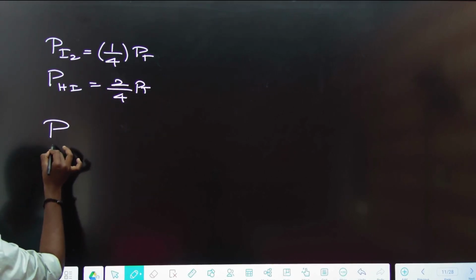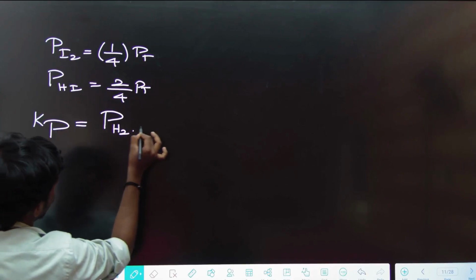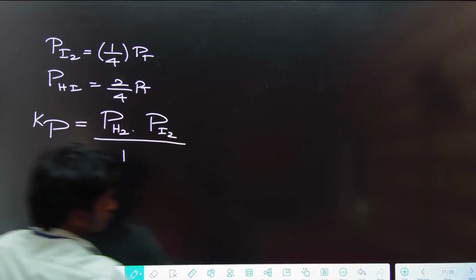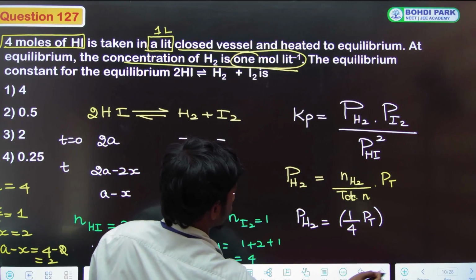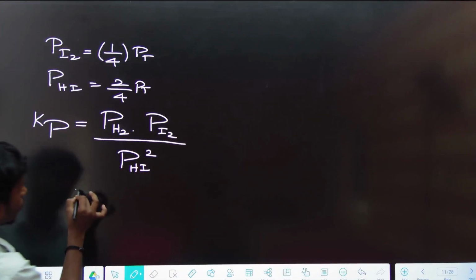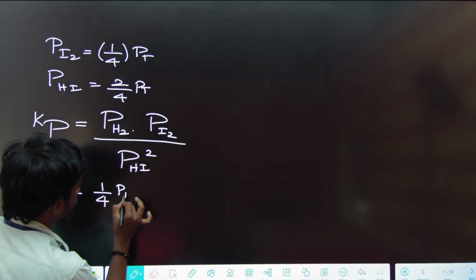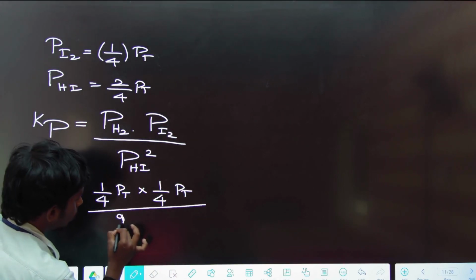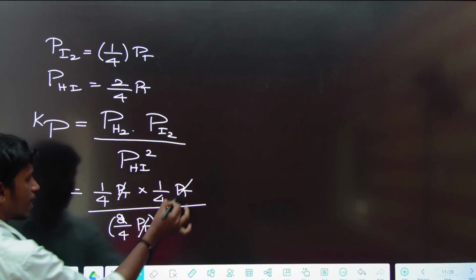So the Kp value is equal to partial pressure of H2 into partial pressure of I2 divided by partial pressure of HI the whole square. Partial pressure of H2 எவ்வளவு கொடுத்துருந்தோம் நம்ம? 1 by 4 into total pressure into 1 by 4 into total pressure divided by 2 by 4 into total pressure the whole square. So PT will cancel out.